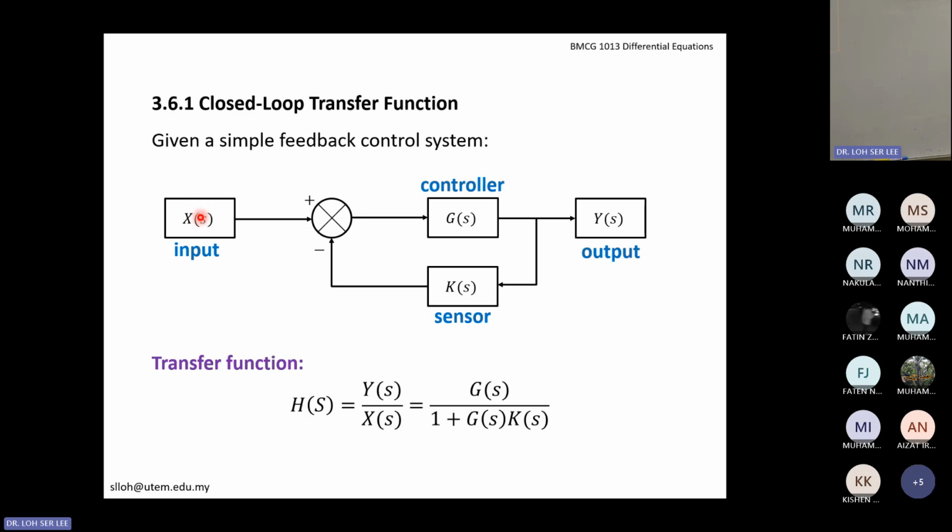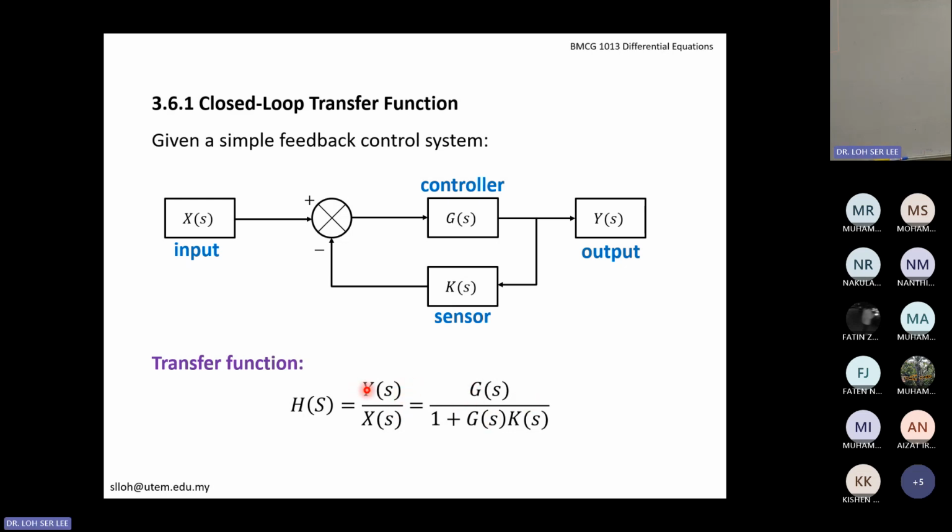So this is our input. This is our output. Here we have a controller, which is the G(s) controller, and we have a sensor that collects the feedback for improvement, to be fed into this system. The sensor is denoted by K. So the transfer function for a closed loop control system is given by this one.